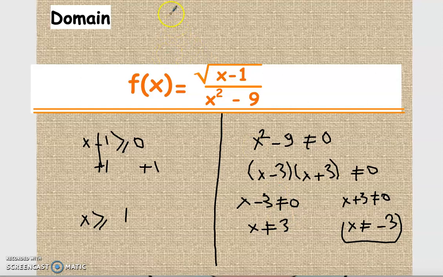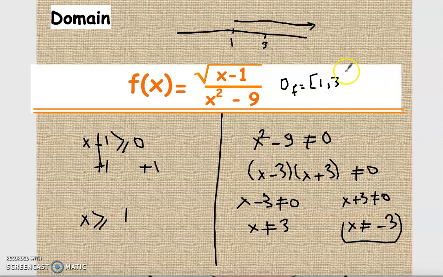So if you want to plot it, suppose that here is 1, so x should be greater than or equal to 1 except 3. So here it's undefined. We can say that the domain is from 1 to 3, where 3 is excluded because x is not equal to 3, union 3 to plus infinity.